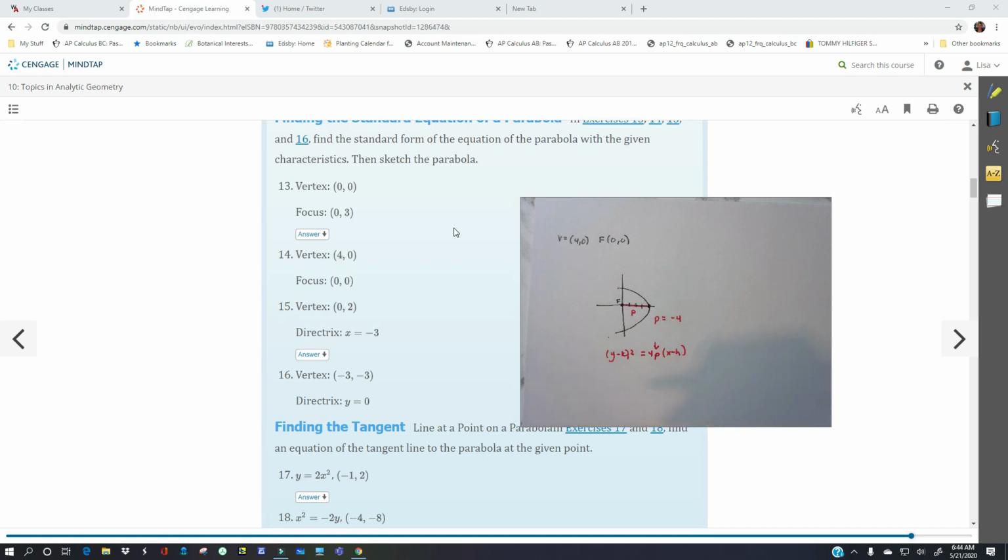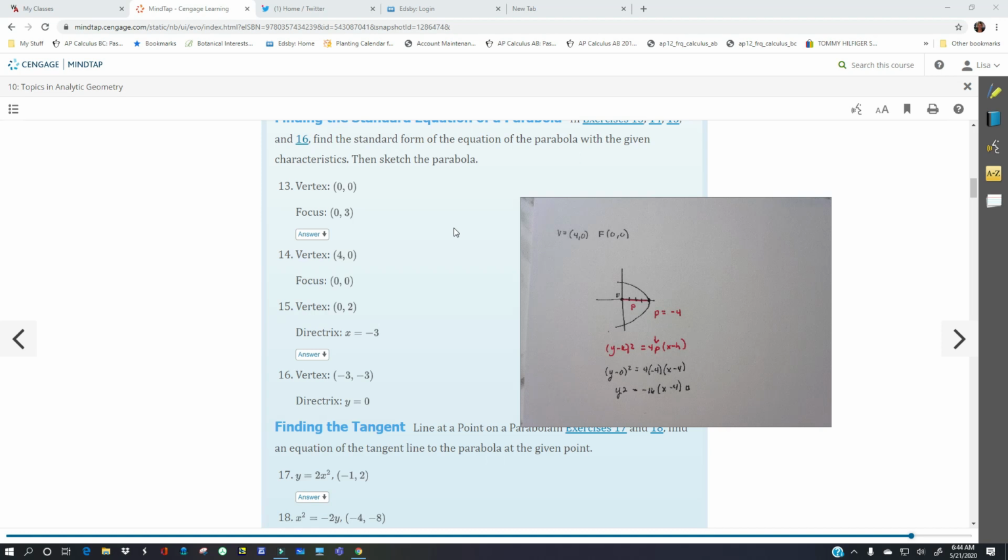Use black. So we have y minus 0 squared is equal to 4. Now I know P is negative 4, so I'm just going to pop that in. x minus 4, right? y minus 0 is y squared, equal to negative 16 times x minus 4. This would be the standard equation of the parabola given the vertex and focus that it gave us.